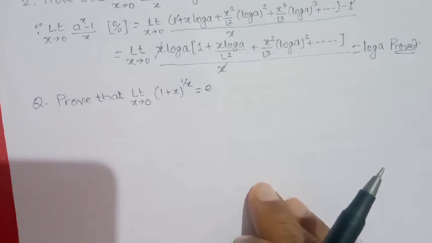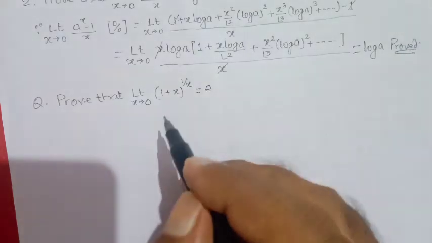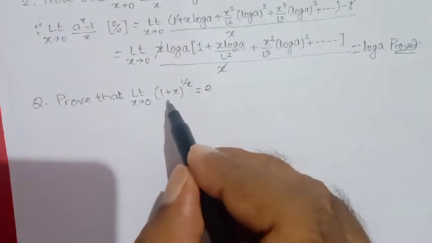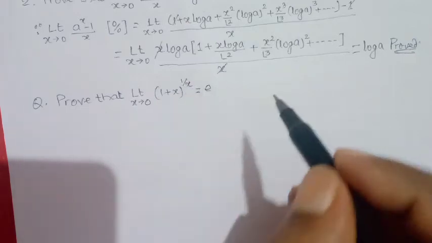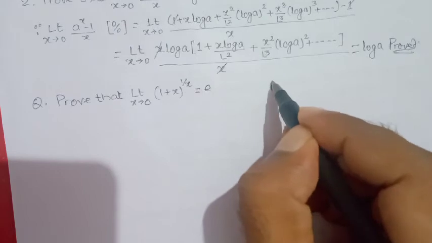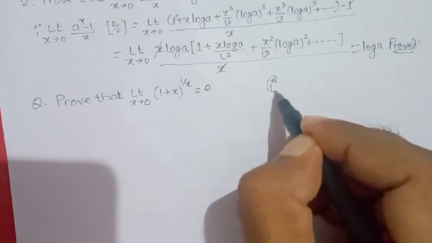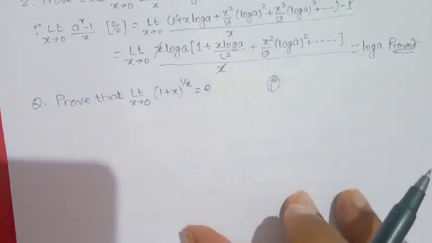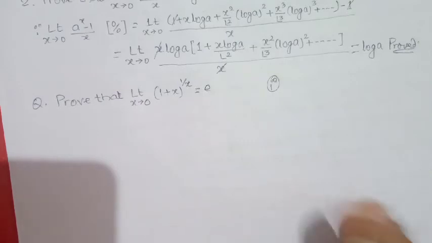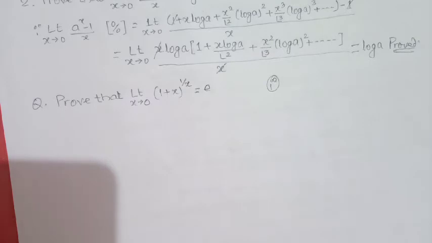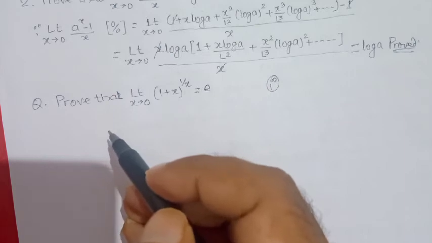1 plus x, so here check the form. 1 plus x means 1 plus 0, that is 1, to the power 1 by 0, meaning infinity. So this contains the form 1 to the power infinity, which is undefined. So children, here you apply the expansion of 1 plus x to the power 1 by x. You have studied the binomial theorem.